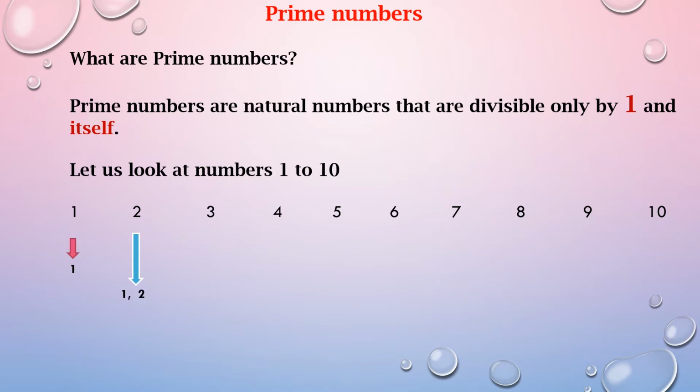2 is divisible by 1 and 2. 1 twos are 2. So 2 has two factors, 1 and 2. 3 is divisible by 1 and 3. Two factors again for 3. What about the number 4? It's divisible by 1, 4 and 2. 1 fours are 4, 2 twos are 4. So as you can see, the number 4 has three factors, 1, 4 and 2.